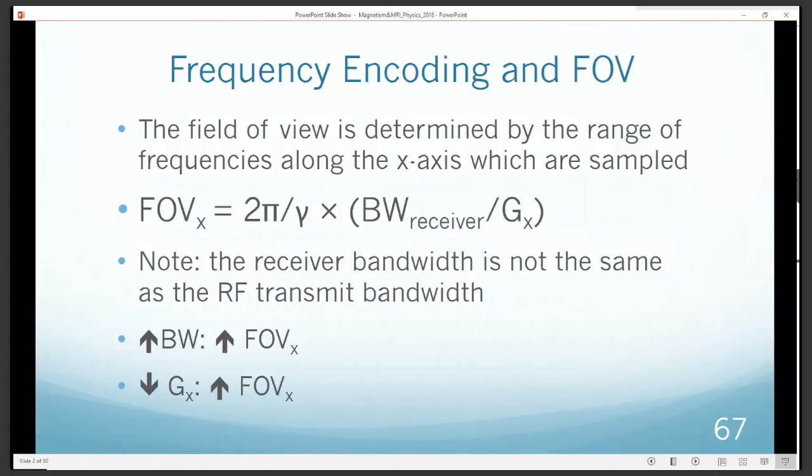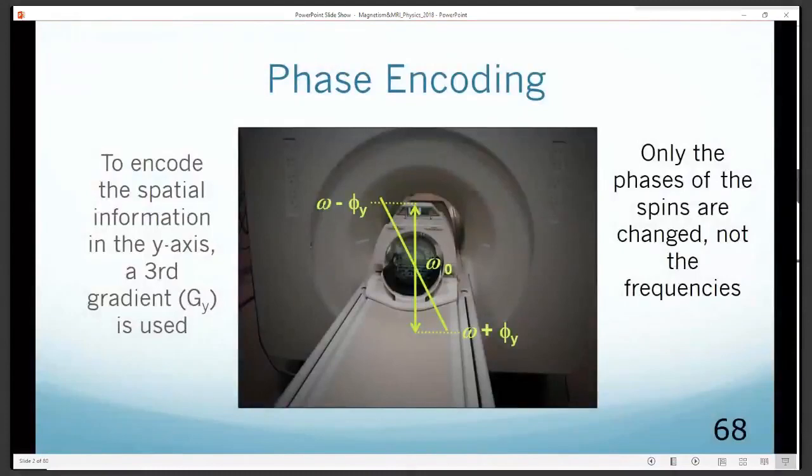And you calibrate the gradient to the receiver bandwidth, which is related to how fast you digitize the signal, and the field of view that you want for your image. So the field of view is going to be related, constant proportionality, gyromagnetic ratio, but the field of view is going to be proportional to the receiver bandwidth divided by the frequency encoding or readout gradient. So as the receiver bandwidth is increased, the field of view will increase, or as the strength of the frequency encoding gradient goes down, the field of view will increase.